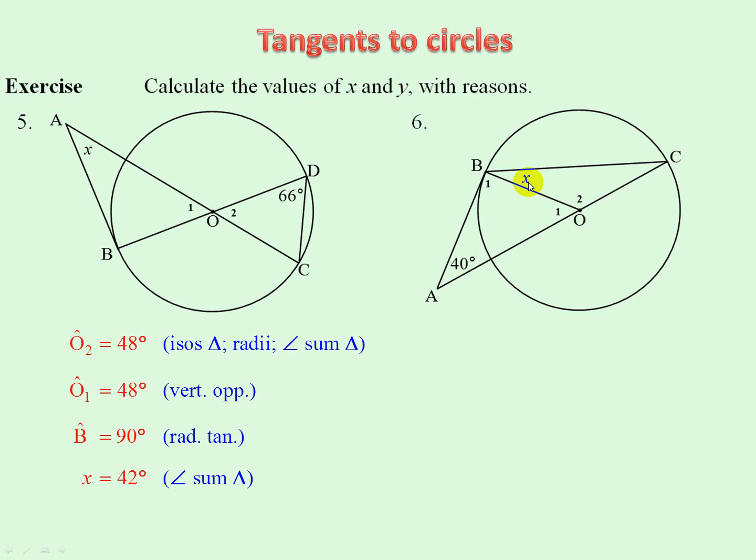In number 6, what's x equal to? Oh, it's equal to that angle there. So therefore we can work from there using that fact. B1 is 90 degrees, rad tan, which means we can find O1. Angle sum triangle. And O1 equals that combination where these are radii, so that angle and that angle are equal. X is 25 degrees.